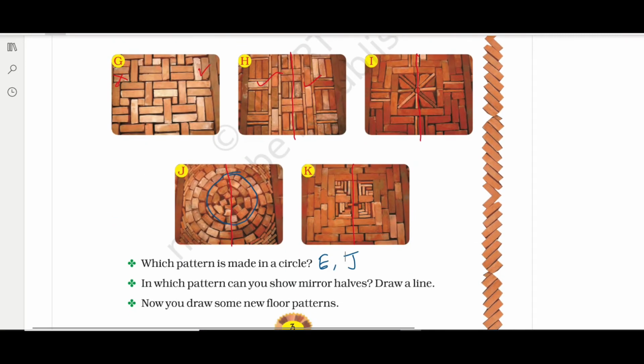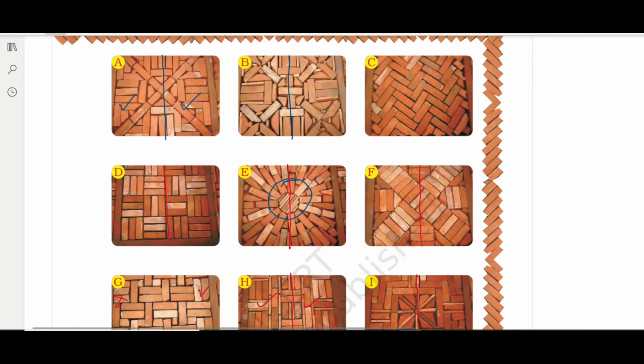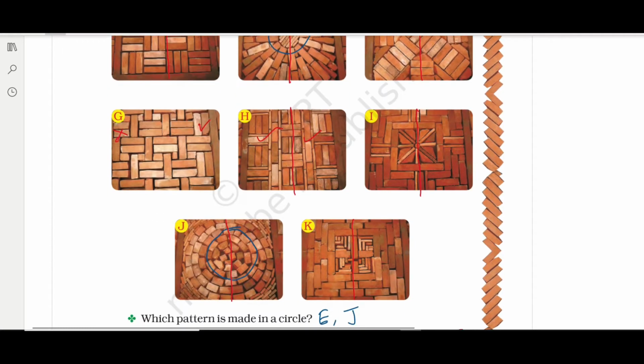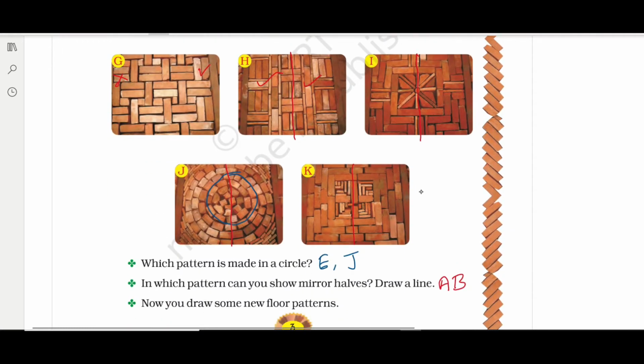So instead of writing all those things, I think it is easily understandable. You can assume that mirror image is there in A, it is there in B, and then it is not there in C, it is there in D, E, F. It is not there in G, it is there in H, and it is there in I, and it is there in J, and it is there in K also.